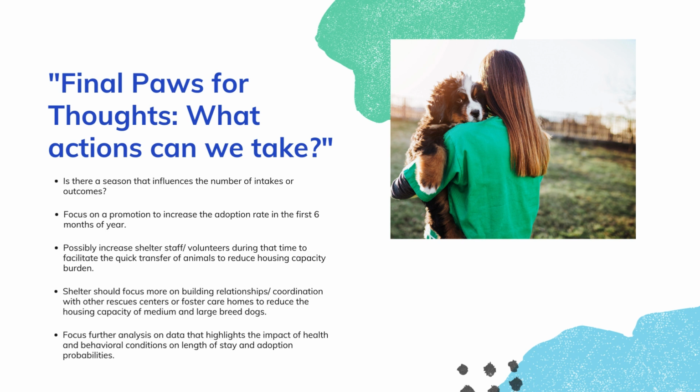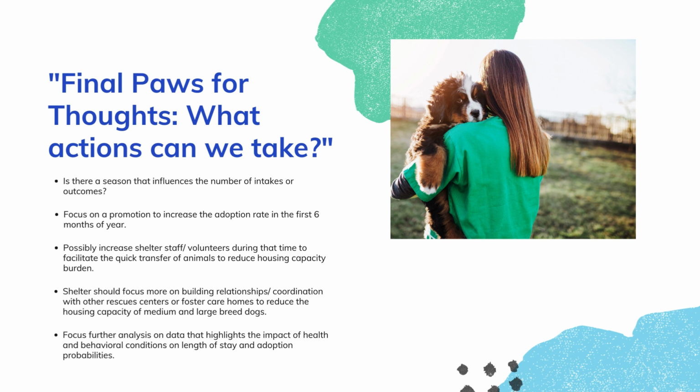Focus on a promotion to increase the adoption rate in the first 6 months of the year. For example, during periods of high intake but low adoption rates, a focused campaign could help prevent overcrowding and reduce stress on resources. This approach would be especially effective during times identified as peak intake periods.